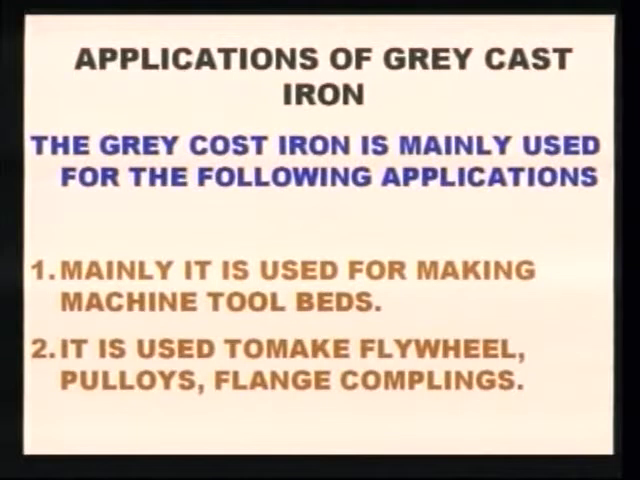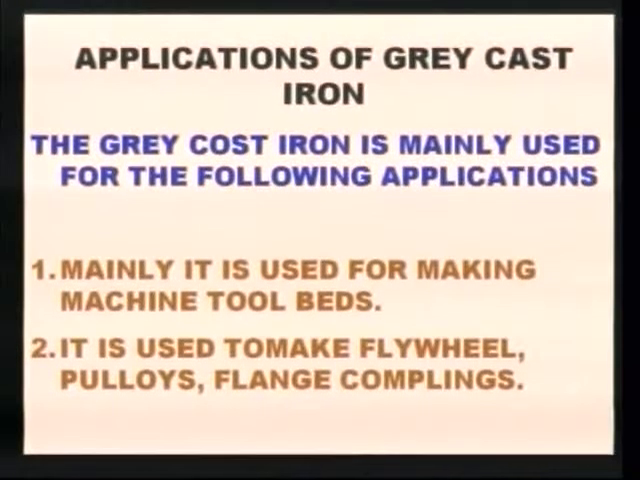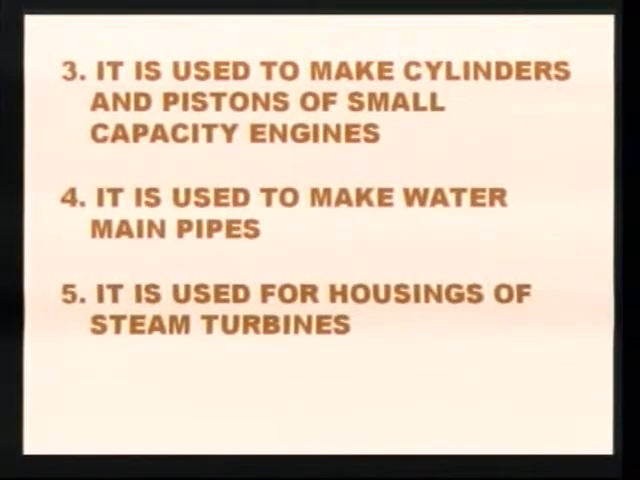Grey cast iron is mainly used for the following applications. It is mainly used for making machine tool beds. It is used to make flywheels, pulleys, and flange couplings. The third application is to make cylinders and pistons of small capacity engines. Fourth, it is used to make water main pipes. And the fifth application is housings of steam turbines.